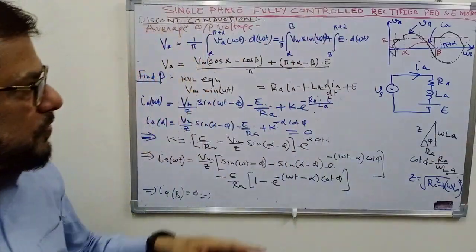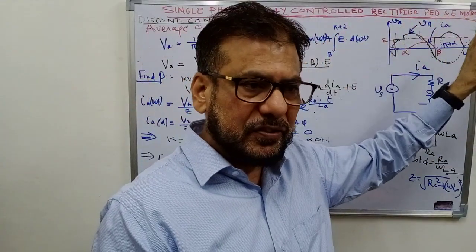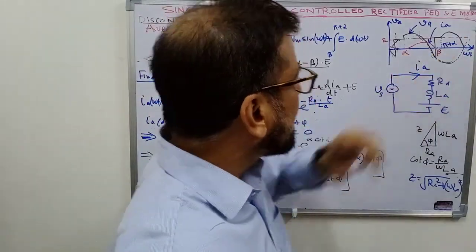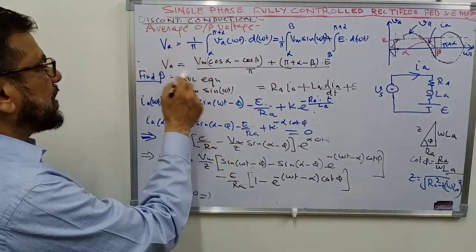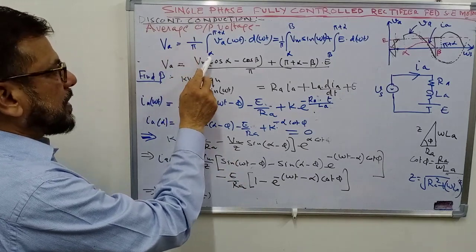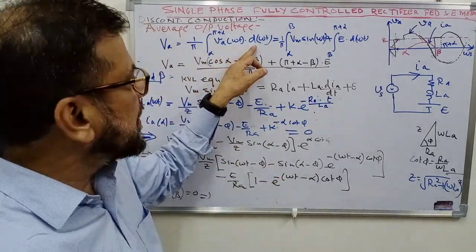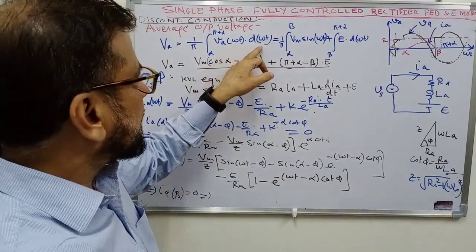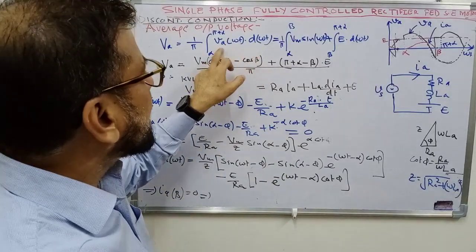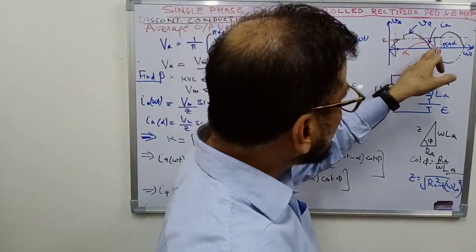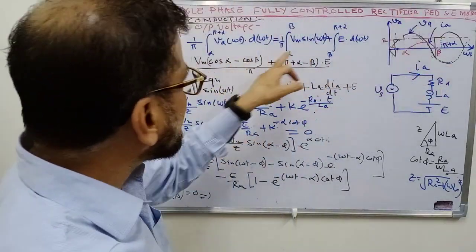So if you want to find the average value of output voltage in this case, you have to integrate from alpha to pi plus alpha again. So the average output voltage in this case will be equal to 1 upon pi, alpha to pi plus alpha. During this interval, the voltage is VA d omega t. Now this VA has different values for different intervals. From alpha to beta, VA is equal to Vm sin omega t.